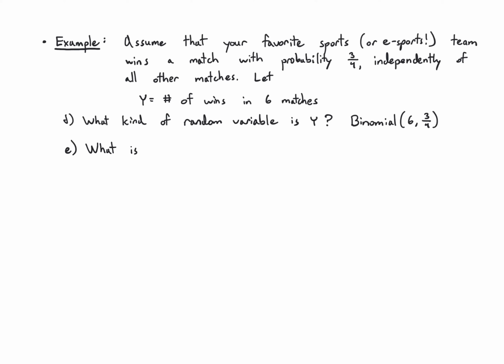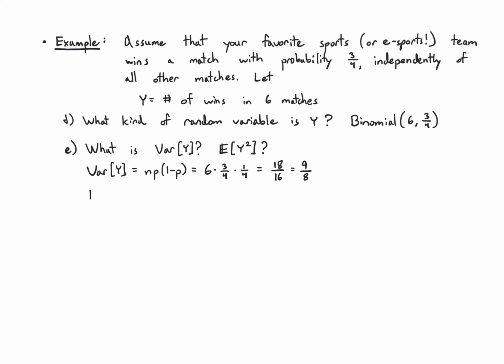Okay, and let's say I'm interested in knowing the variance of y. And I'm also interested in knowing the second moment, E of y squared. Well, the variance, I have the formula. From before, it was n times p times 1 minus p. So that's 6 times 3/4 times 1/4. That's 18 over 16. That's 9 over 8. So that's great. I'm done.